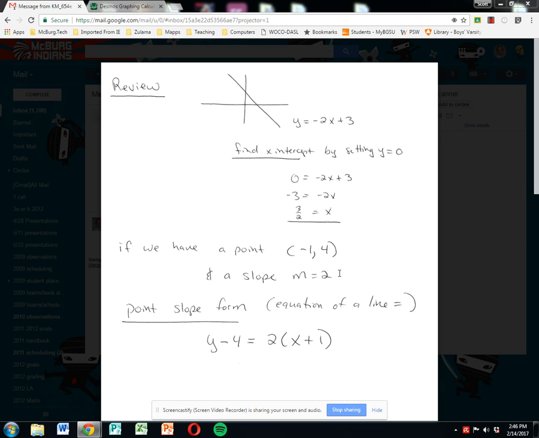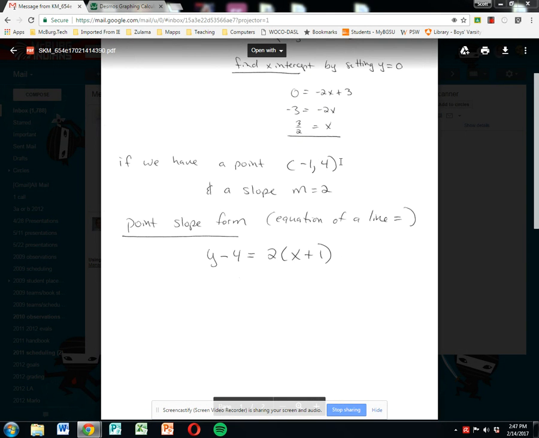So first of all, let's start off by saying if we have a point and a slope, well, let's look up here first. If we want to find the x-intercept of this particular linear equation, we set y equal to 0. If we set y equal to 0 and solve for x, we find the place where the graph crosses the x-axis. So in this case, set y equal to 0, and you'll find x equals 3/2 is where this crosses the x-axis. So that's finding an x-intercept.